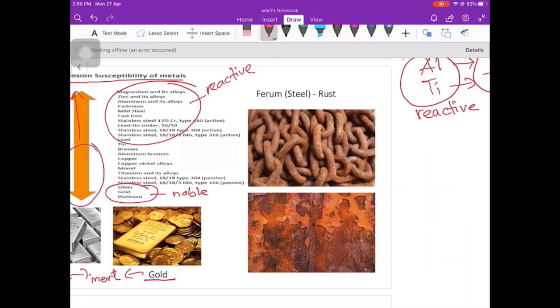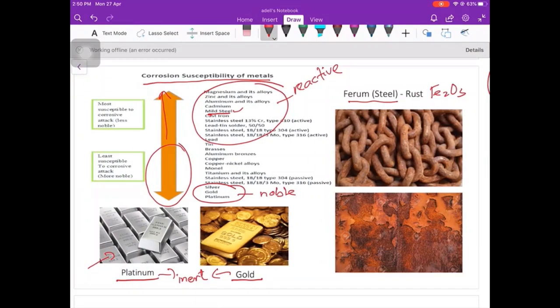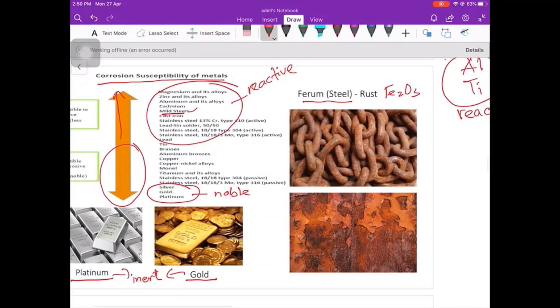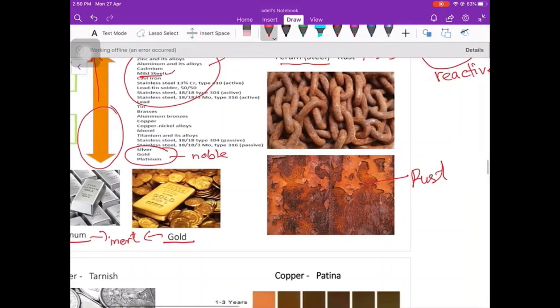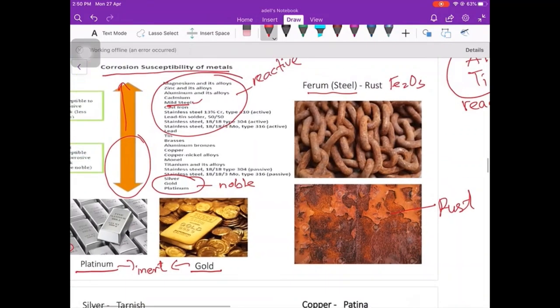This is ferrum, also known as steel. It will produce rust, because ferrum is reactive, for example mild steel. It's located in a high position, so it easily corrodes to form rust. This is rust, a dark brown, reddish brown color.